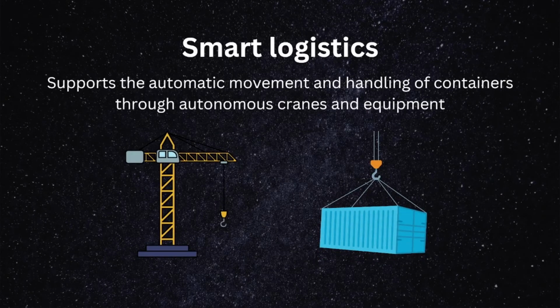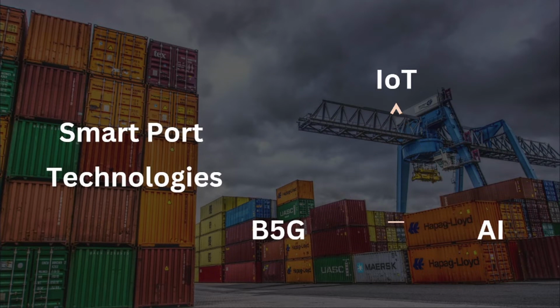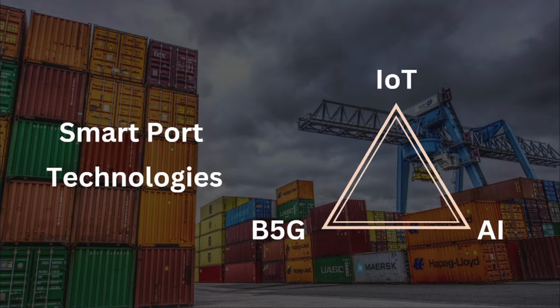Lastly, smart logistics is crucial in Smart Port as it supports the automatic movement and handling of containers through autonomous cranes and equipment. Moving forward to the next slide, let me introduce the technologies that are widely used in Smart Port. They are Internet of Things, Artificial Intelligence, and the one we've been talking about, B5G.